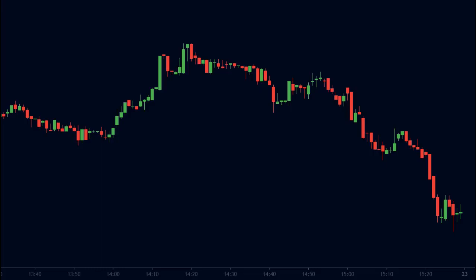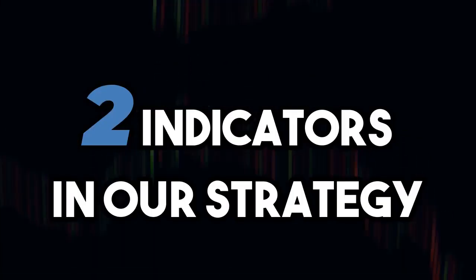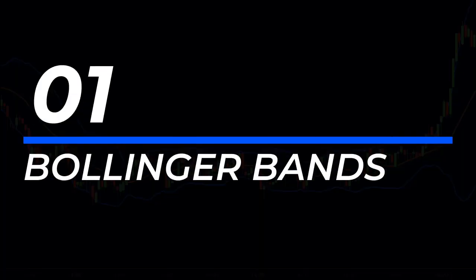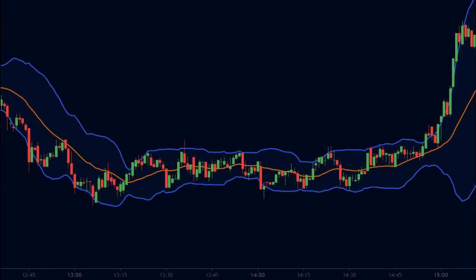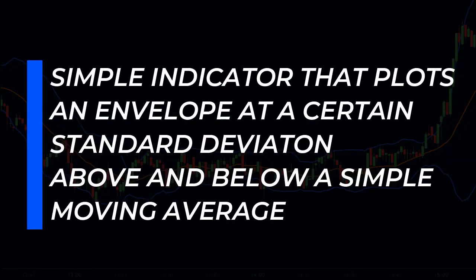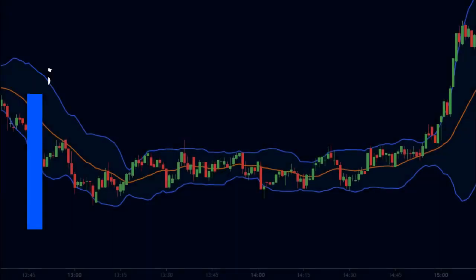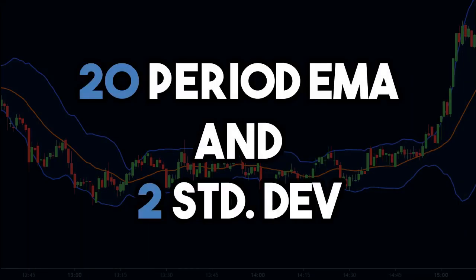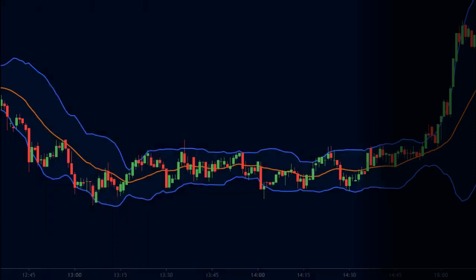So we will basically use two indicators in our strategy. The first indicator is the Bollinger Bands indicator. Bollinger Bands is a simple indicator that plots an envelope at a certain standard deviation above and below a moving average. Here, the Bollinger Bands are on standard settings of a 20-period moving average and two standard deviation levels.